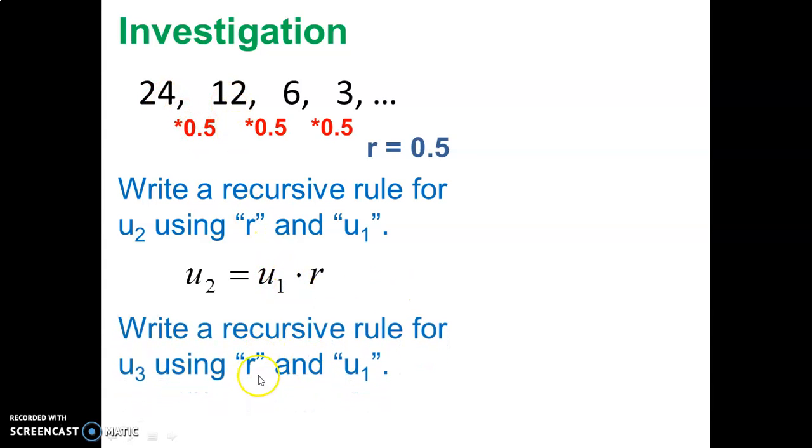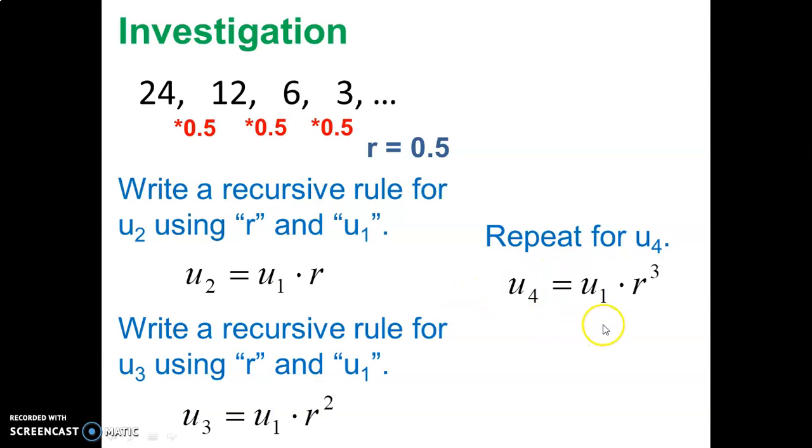Okay, how about writing a recursive rule for U3 using R and U1? Check your work here. To get to U3, we begin at U1 and we multiply by R twice, right? To get to the third one, we go once, twice we multiply by R, so twice, this is R squared. All right, what about repeat for U4? What would that be? Here's your rule for that.